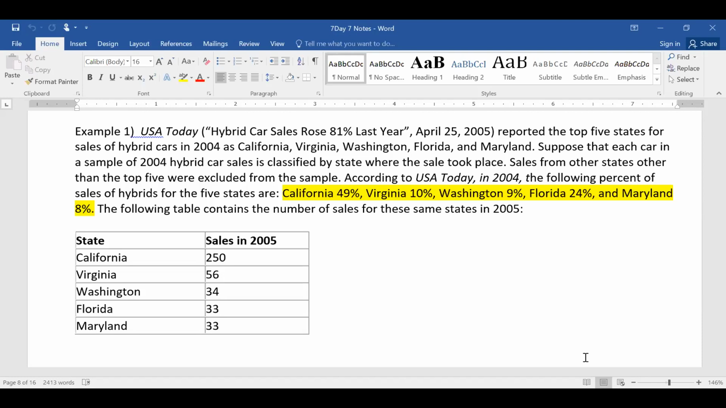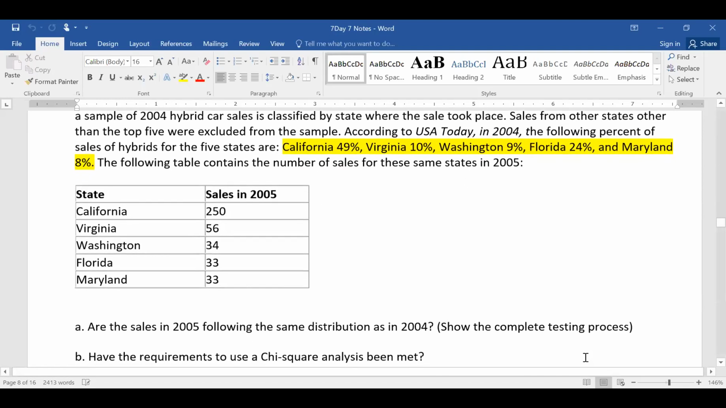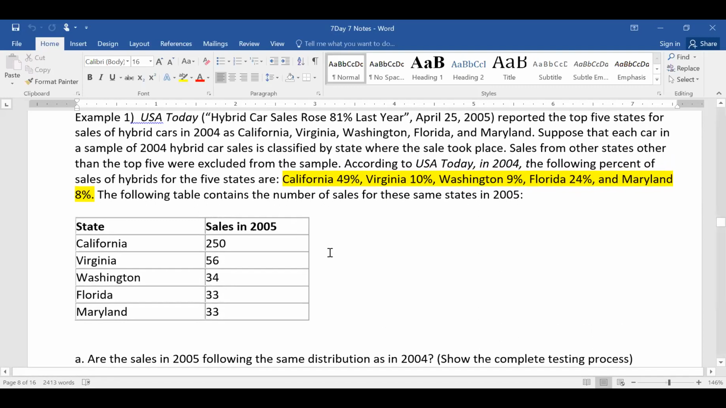Okay? The following table contains the numbers from 2005. So what we want to do, and we have some problems here, is to know whether the breakdown we're observing in 2005 matches the breakdown that we saw in 2004. That's what we're going to study.